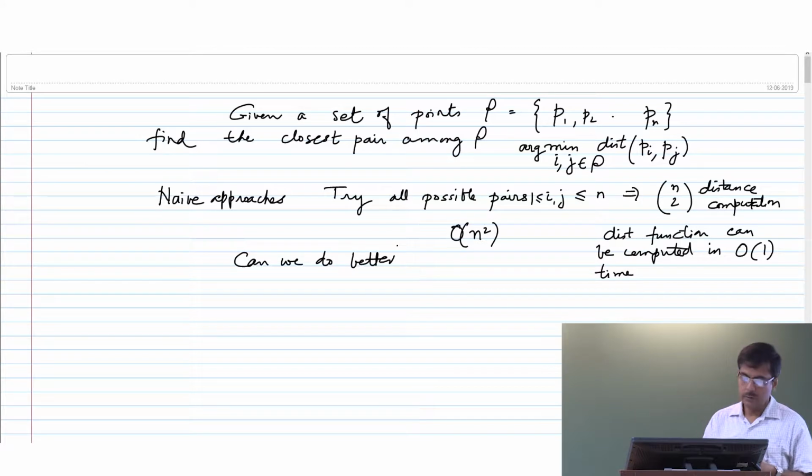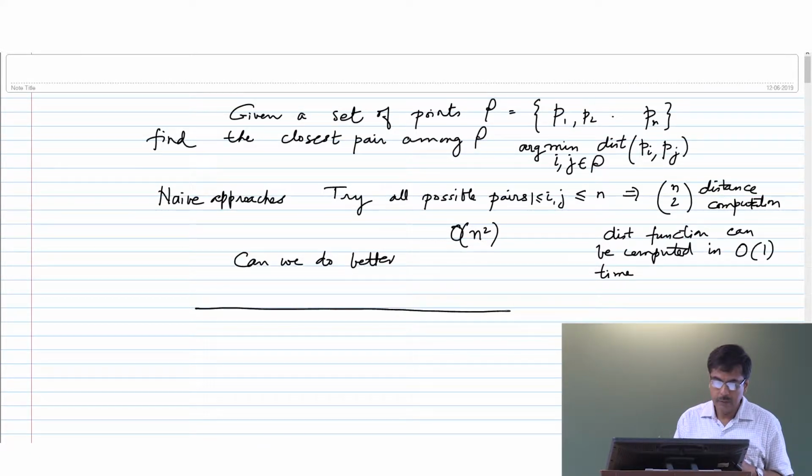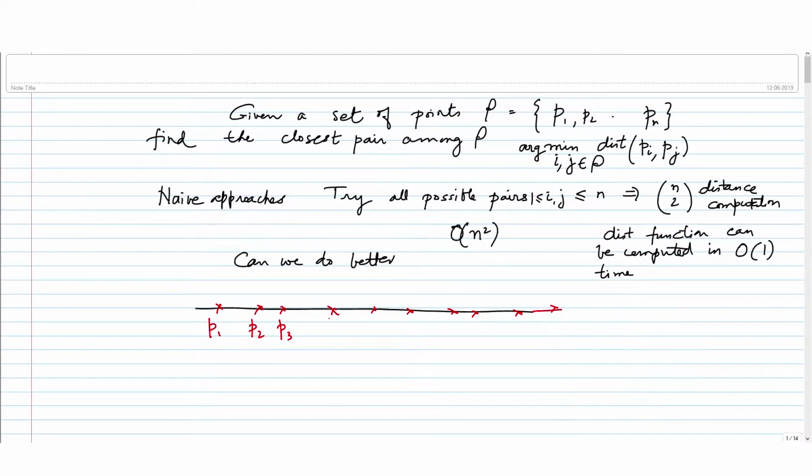And how much better? Let us first look at a simple one dimensional case. Okay, suppose all the points were in one dimension. Here is the line. So, all points basically appear on the line, and let us assume these are in sorted order. Of course, it is not given to us in sorted order, but I am just giving you a picture of what this could look like.